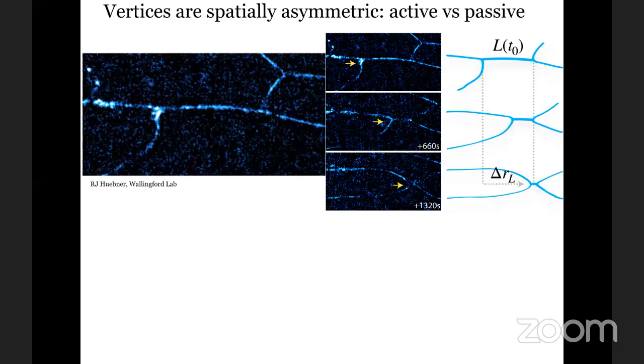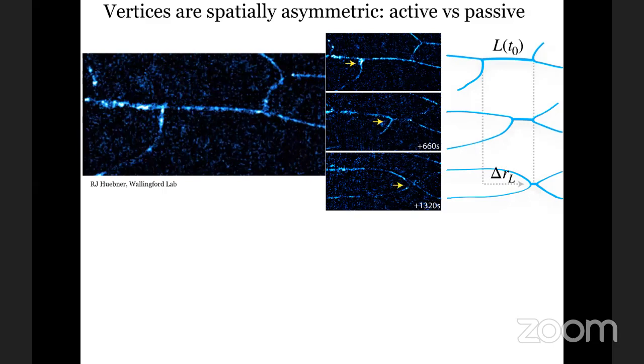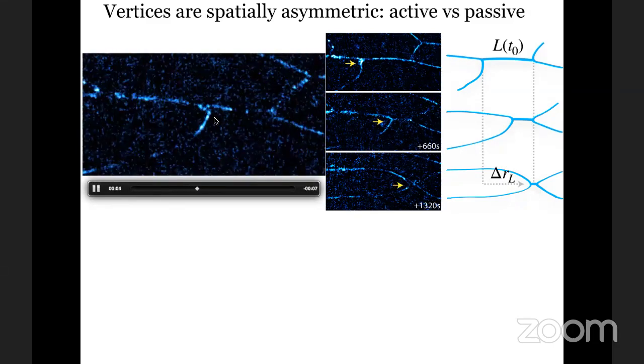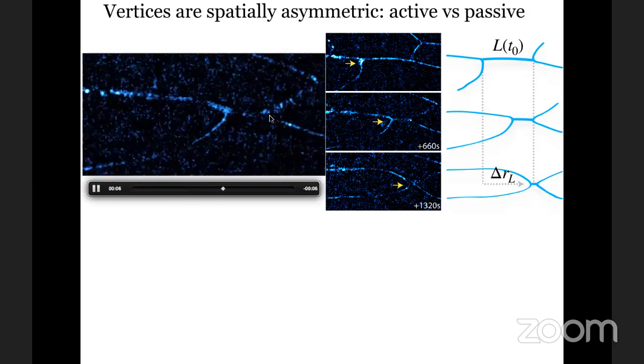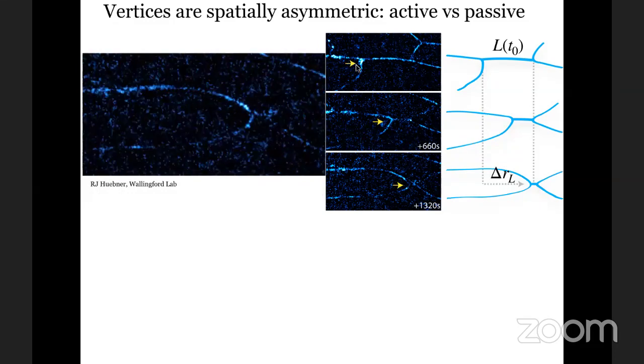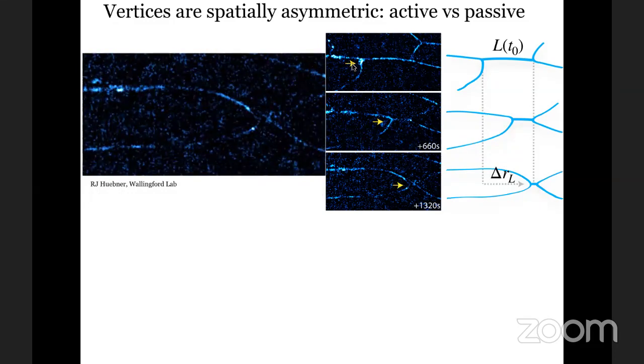One of the initial clues that we got in terms of this asymmetry in the behavior of the vertices is this: here is a movie again of vertices that are contributing to this shortening of the junction, and the same image is shown on the right as still pictures. What you can see is that the vertex labeled by this yellow arrow contributes much more to this shortening compared to the other vertex. This is what we will refer to as an active vertex, which contributes much more to the shortening, and the other one as the passive vertex.